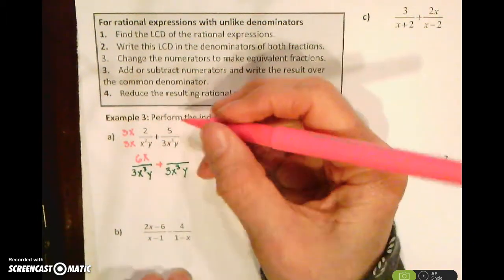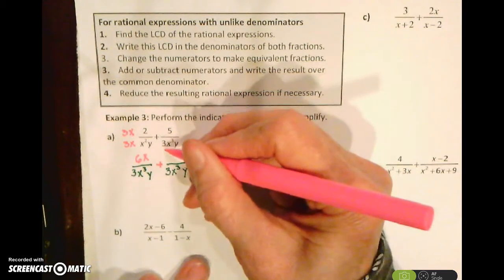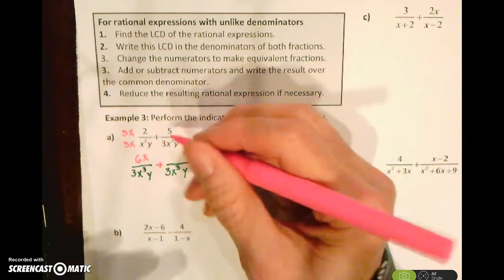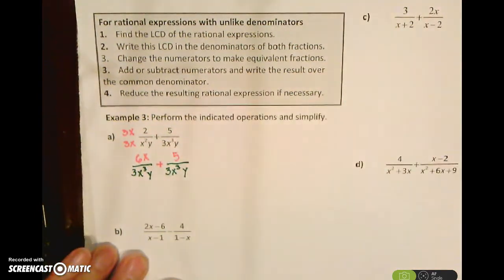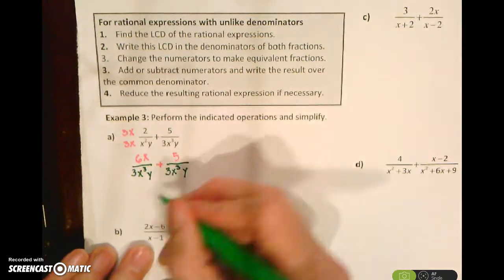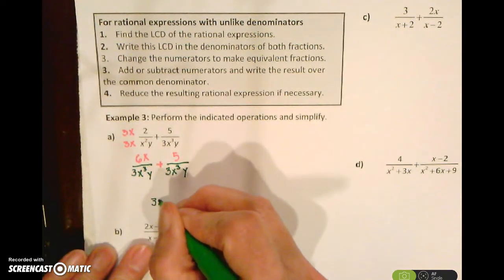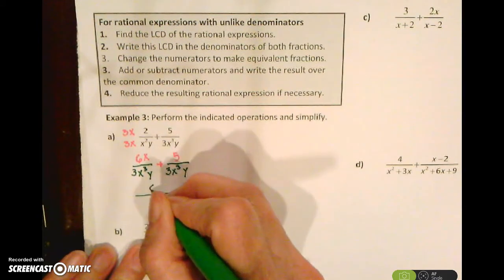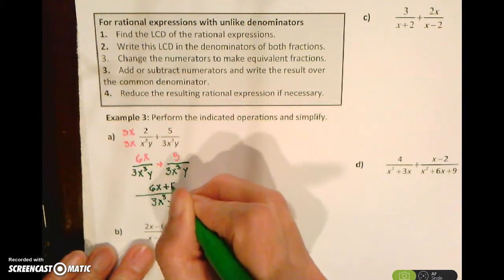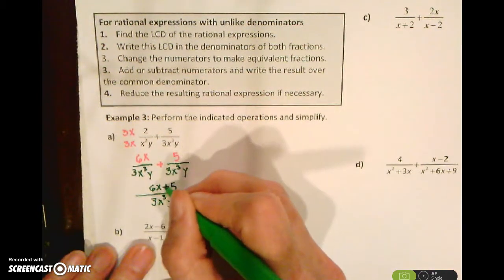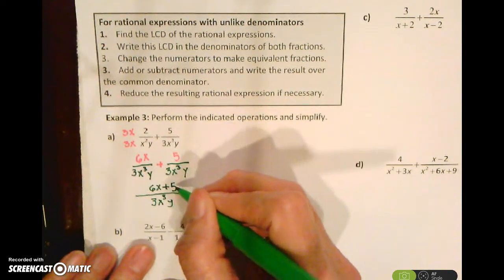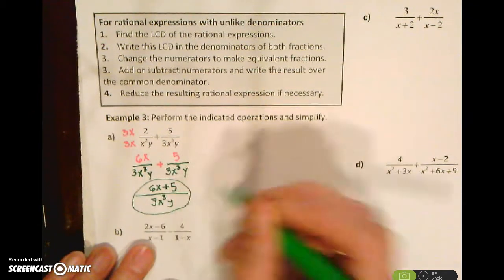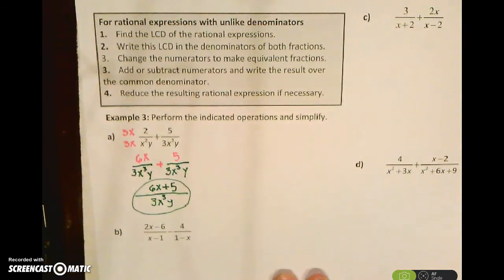There's a plus. Then I'm going to look at the second one, 3x cubed y. So that didn't change at all, did it? So my numerator will also stay the same. So now I'm ready to add. So I'm going to keep the same denominator, so keep. And then I'm going to add my numerators, 6x plus 5. And I see a plus there. I can't factor it. There's no GCF, or it's not squares. So this then is just my final answer to that problem.